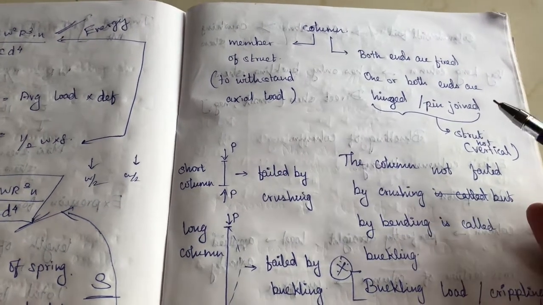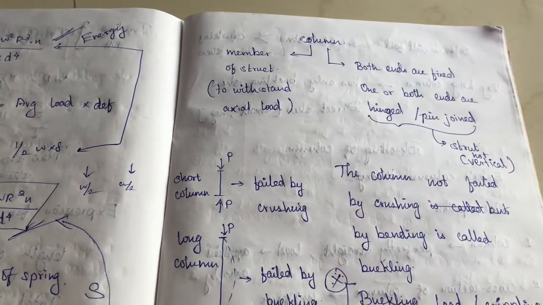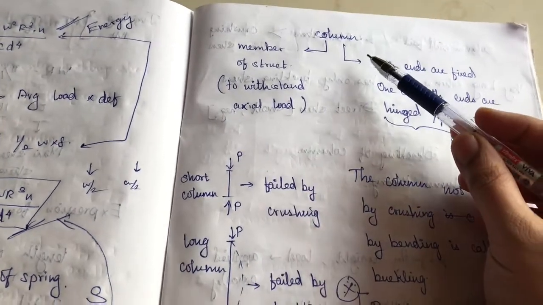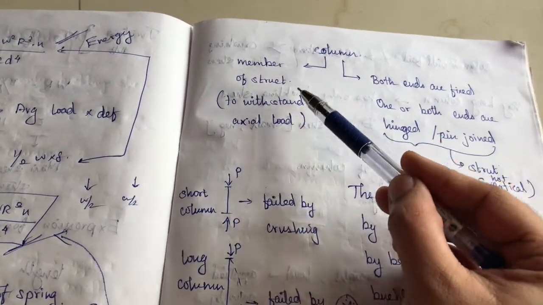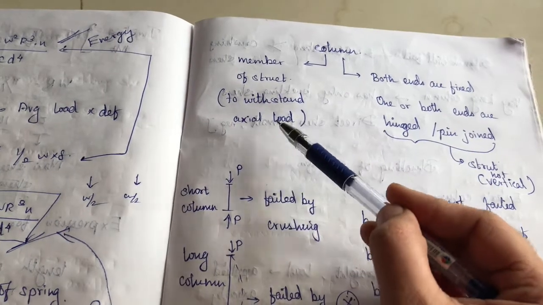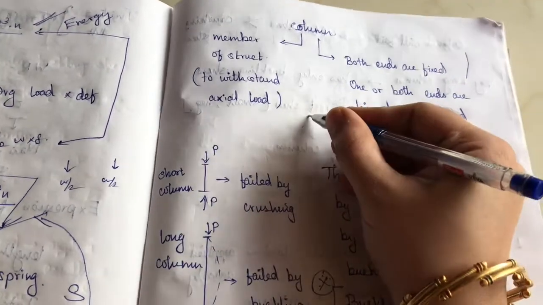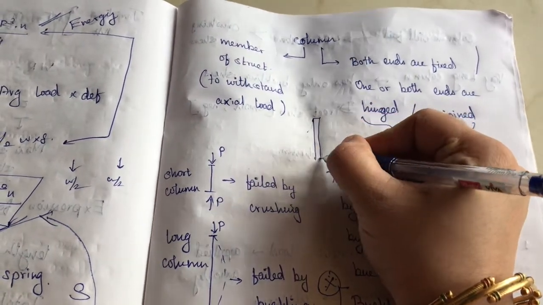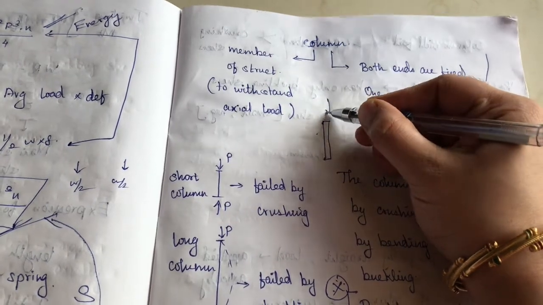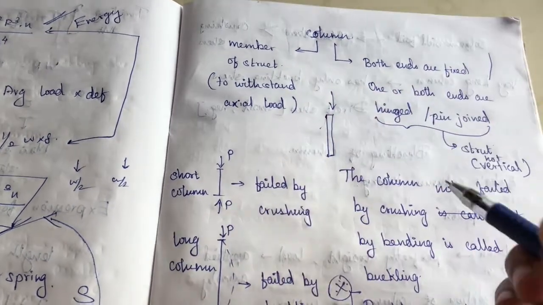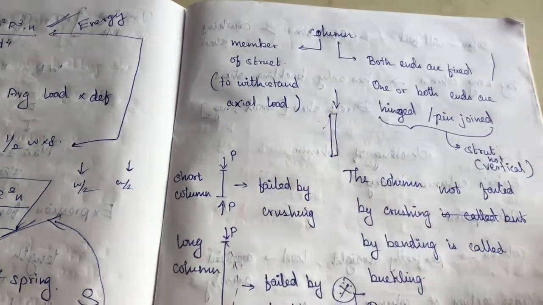Hello, welcome back. Today we're going to see about the buckling of column. So first, what is a column? A column is nothing but a member of a structure which is mainly used to withstand axial load. That is, if this is a column, so this is a vertical member and it is only to withstand the axial loads which are acting on the structure.